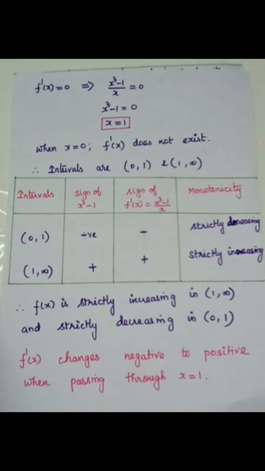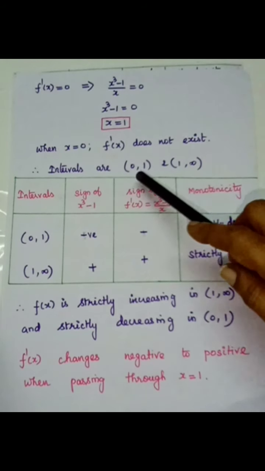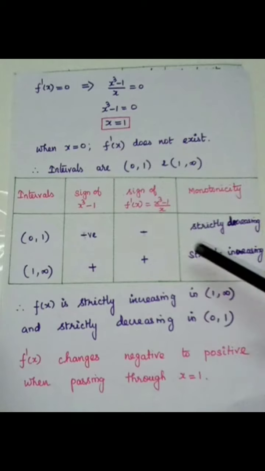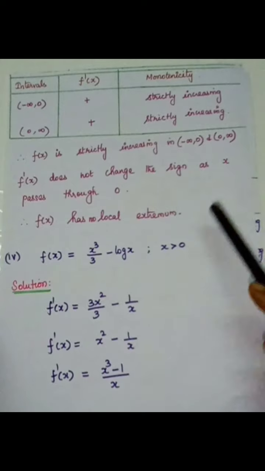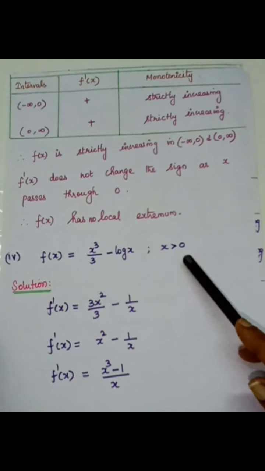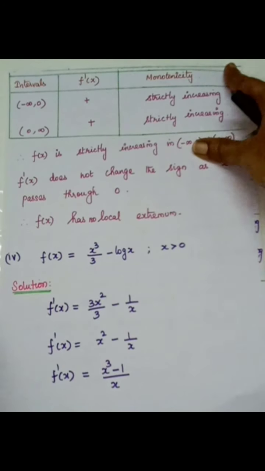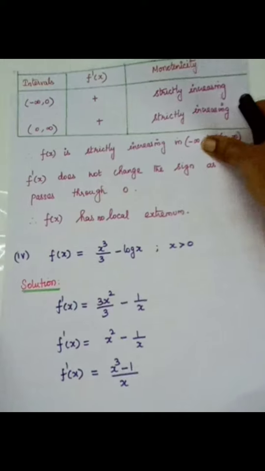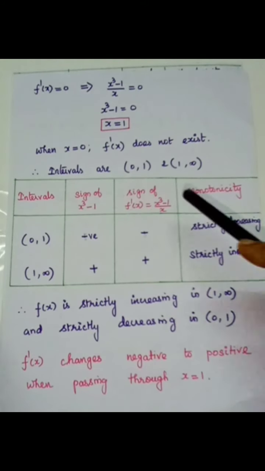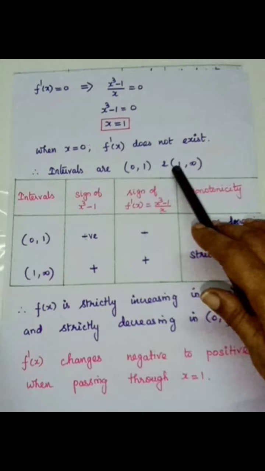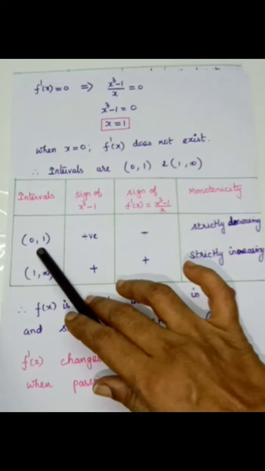Using the points we have, we form the intervals. Usually we start from minus infinity to 0, 0 to 1, and 1 to infinity. Here I have written only 0 to 1 because the given f of x is defined only when x is greater than 0. When x is less than 0, the function is not defined, so we need not consider minus infinity to plus infinity. We can consider the intervals 0 to 1 and 1 to infinity. So I'll go for 0 to 1.